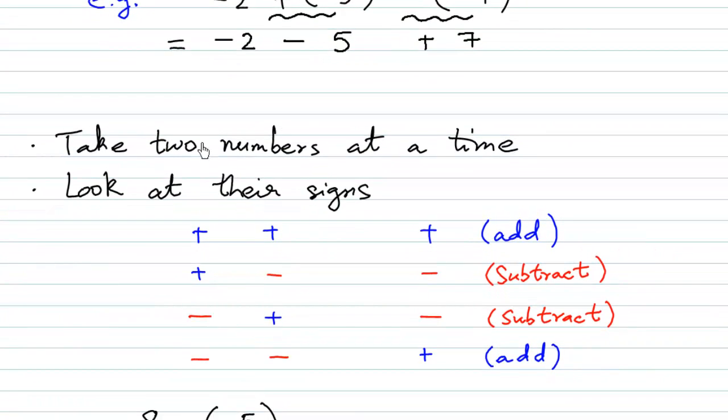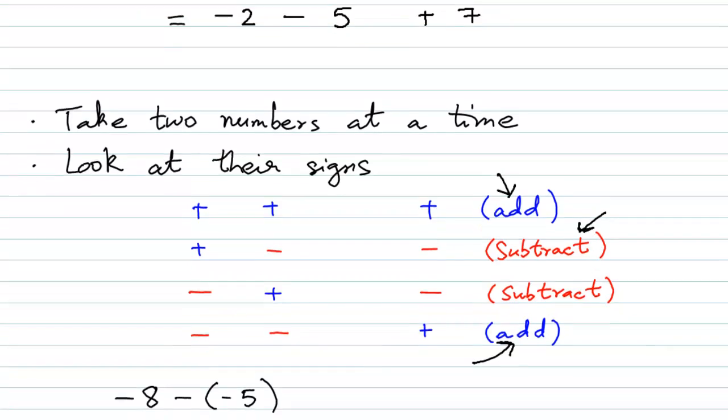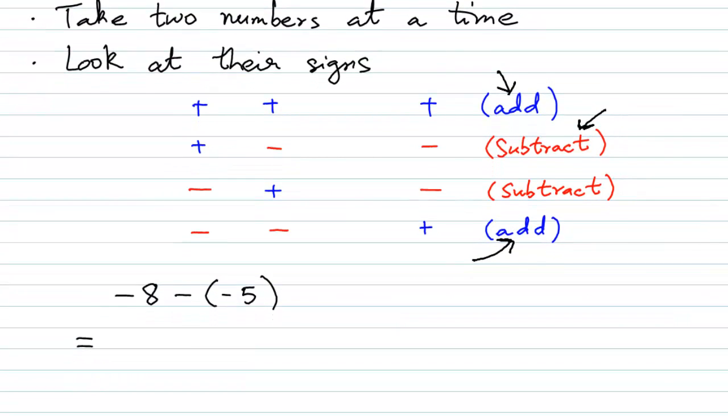Then rule number 2, always take two numbers at a time if there are more than two numbers, and then look at their signs. And again remember the rule, plus and plus is plus, plus and minus is minus, minus and plus is minus, minus and minus is plus. So when you end up at plus, you should actually add the numbers, okay? And when you land up at minus, you should actually subtract the numbers. And while subtracting the numbers, always take the bigger number first and then take the smaller number. So subtract the smaller from the bigger.